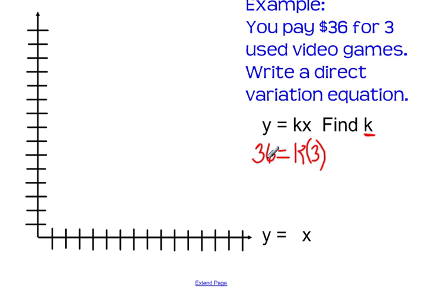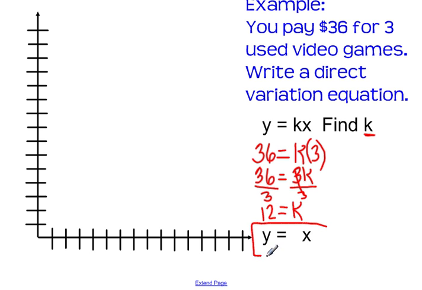So 36 equals, well, this kind of looks weird. Let's rewrite that how we would write it in an algebra class. 3k. Okay, now I can see if I divide both sides by 3, my k is 12. So when I go to write the direct variation equation like we just did on the page before, the number that belongs here is 12. That must mean each video game costs $12.